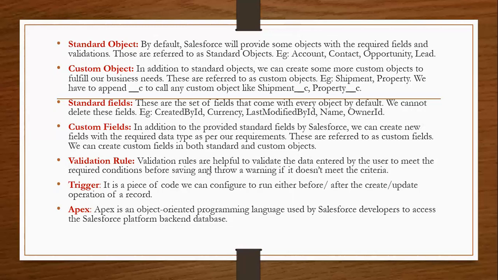Next, validation rules. Validation rules are helpful to validate the data entered by the users to meet the required conditions before saving, and they throw a warning if the data does not meet the criteria.